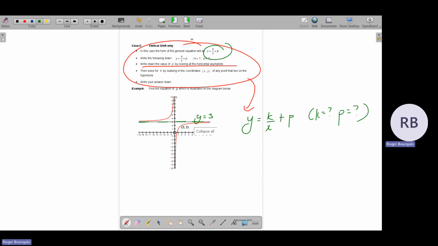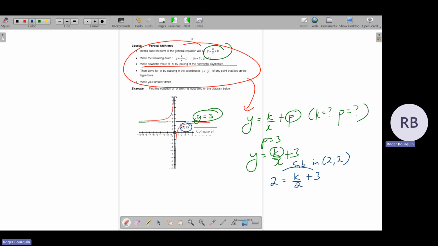In this case, the horizontal asymptote is the vertical shift, so that is p. So p must be 3. The equation now becomes y is equal to k over x plus 3. I still need to find the value for k. So what's our technique then? We find a point that lies on the graph, which in this case is 2, 2. So I'm going to sub in 2, 2, and I get 2 is equal to k over 2 plus 3.